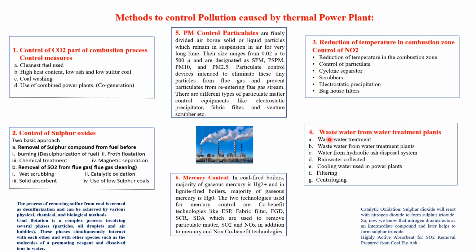The fourth one is reduction of wastewater. The water which is going to waste and sent to the atmosphere can be reutilized in the power plant. So how can it be controlled? Wastewater treatment: the water which is going outside can be collected in a pond, in a sump, you can say.